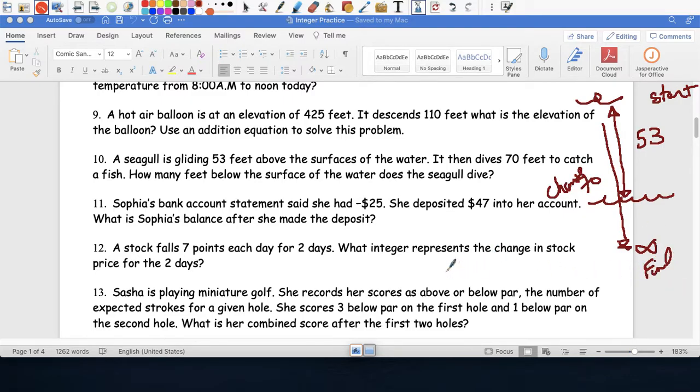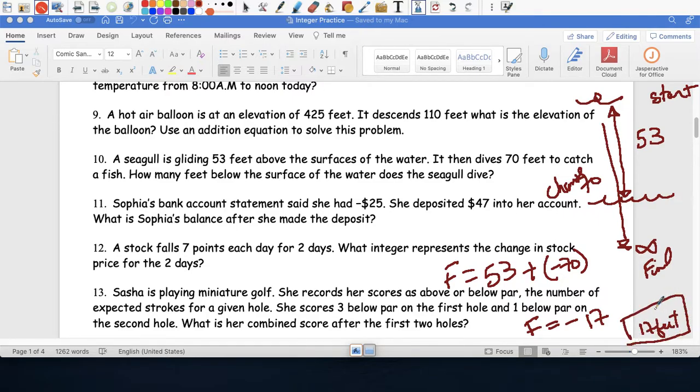So if we do that, let's see if that works. Final equals start, which is a positive 53, plus the change. In this case, the change, we're going to write negative 70. 53 plus negative 70 is negative 17. The question says, how many feet below the surface of the water does the seagull dive? So the actual answer for 10 would be 70 feet. They're asking you for the distance, and the distance is 70 feet. Can't be negative 17.